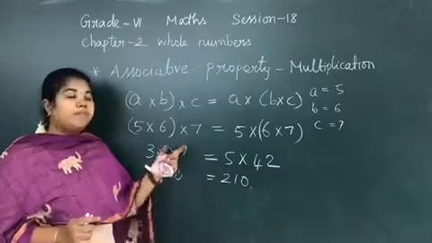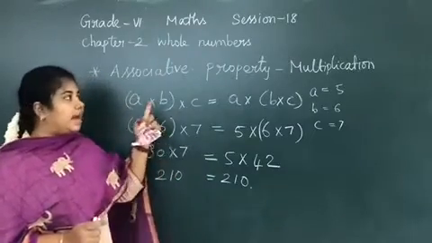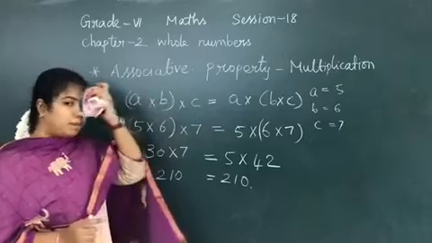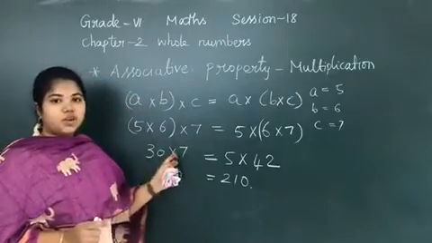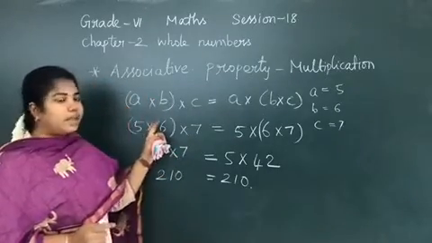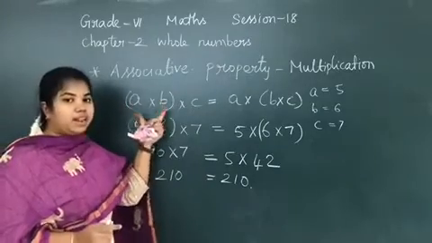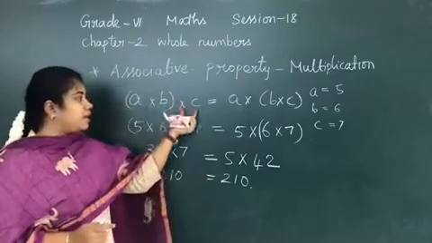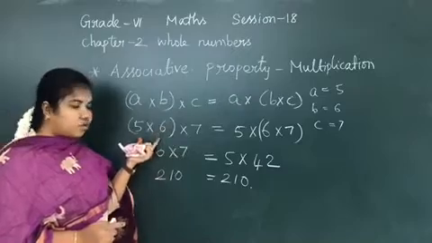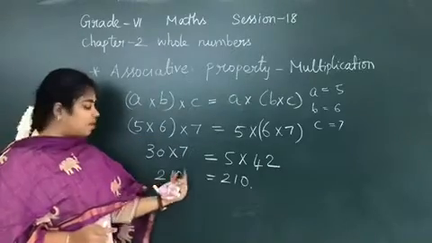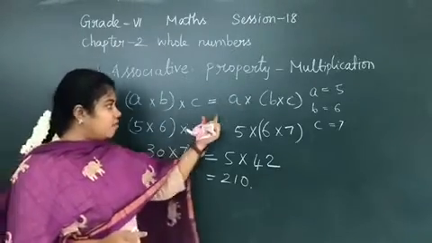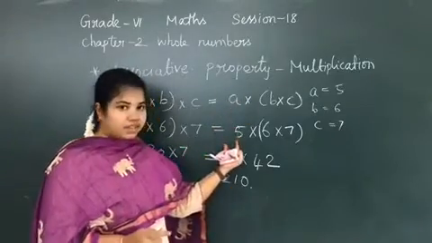So that associative property under multiplication for whole numbers is satisfied. Can you understand? Again I will explain. A into B in brackets, the product of these two numbers is multiplied with C. The product of these two numbers is 30, multiplied with 7. I am getting 210.